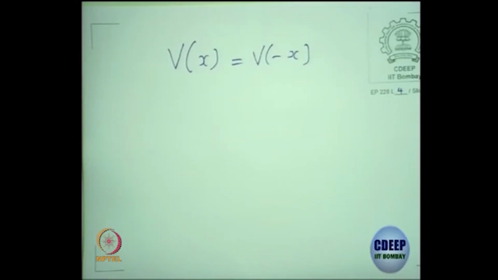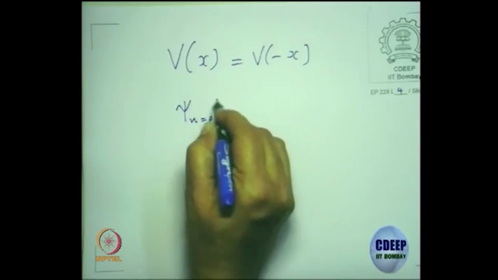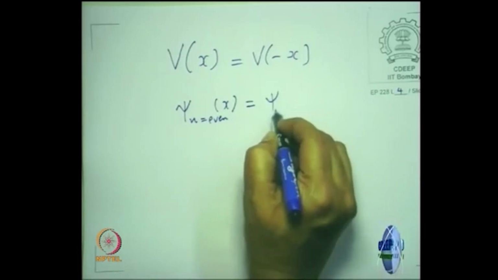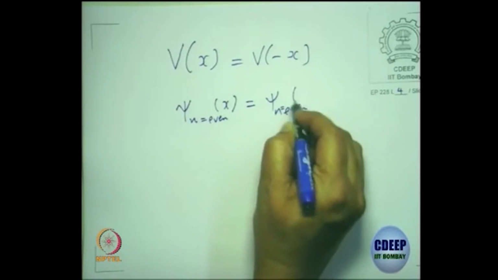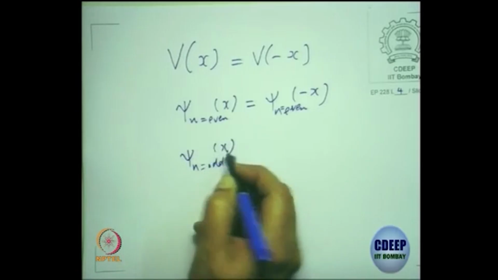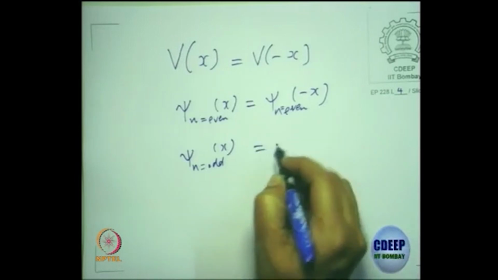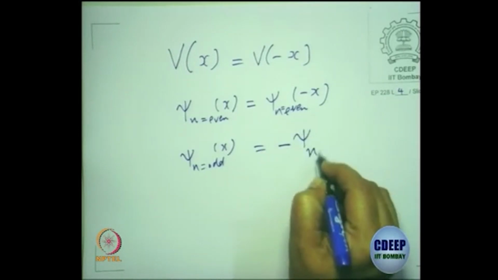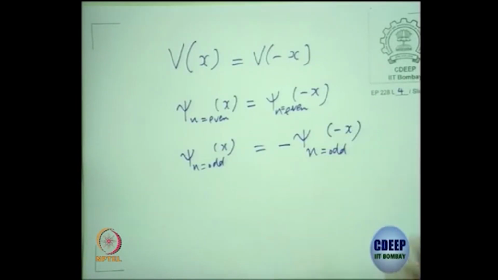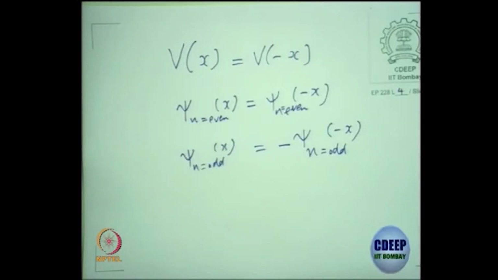Okay. And we see that psi n equal to even of x is psi n equal to even of minus x. And psi n equal to odd of x will be in odd powers, right? That will be minus psi odd of minus x. What are these functions called? You have studied this property. These properties are called even functions and odd functions, right?